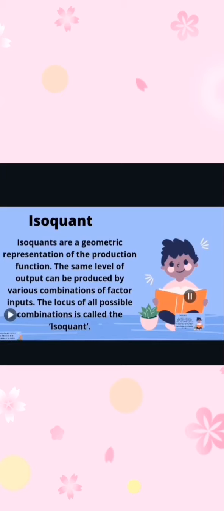Isoquants are a geometric representation of the production function. The same level of output can be produced by various combinations of factor inputs. The locus of all possible combinations is called the isoquant.